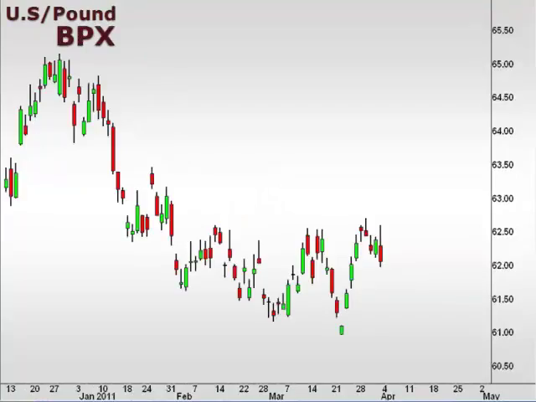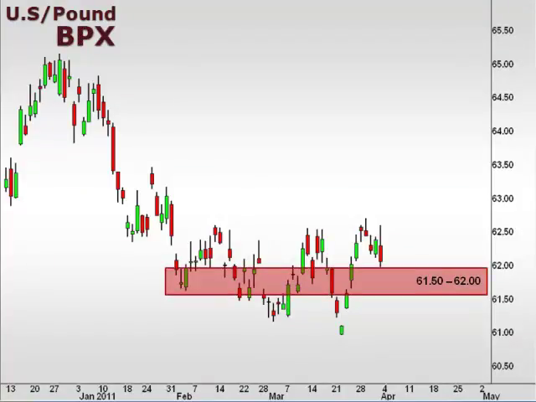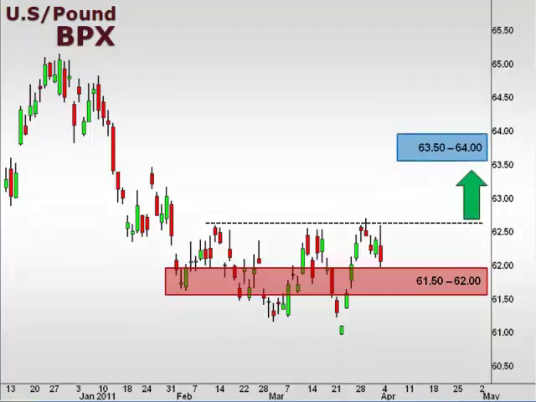Let's take a look at the BPX, the U.S. versus the British pound. The BPX retraced to 62 after testing the highs of the week. We may see the pair value slip a little deeper into that 61.5-62 focal zone. However, a reversal and break above 62.5 opens the window for a push towards 64.